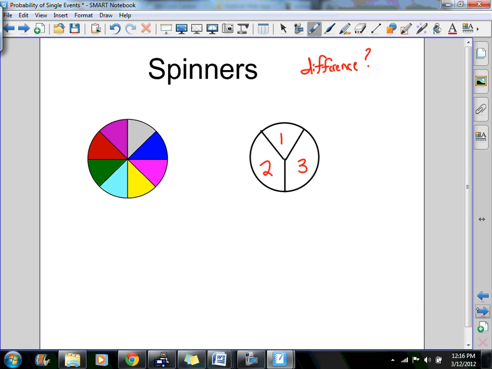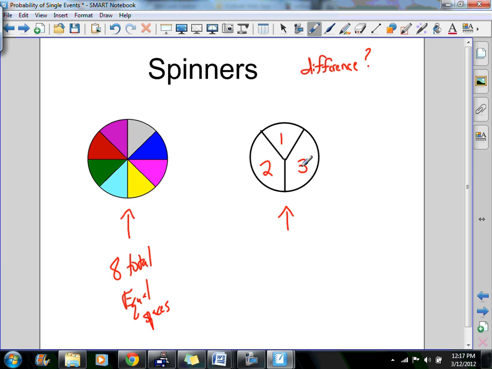Okay. Now, spinners are an interesting case. And I'm asking you, what's the difference between the spinner on the left and the spinner on the right? Well, I'm hoping that you notice that on the spinner on the left, each one of these is very evenly spaced out, meaning there are 8 total, and they're equal spaces.